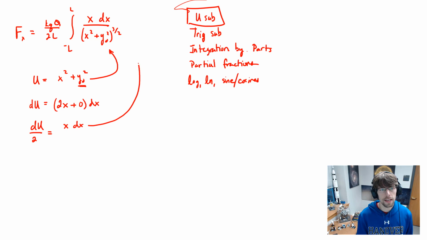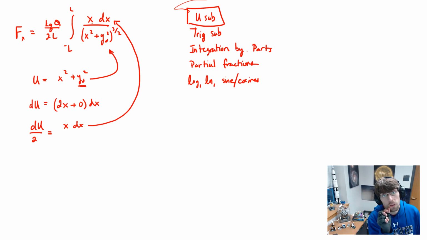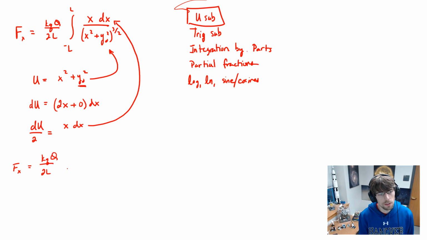And I'm in a position where I can take the u substitution and plug it in. I can replace the x dx in the numerator. And notice there's the clutch, there's the key: I have this x that pops out when I replace the infinitesimal length dx with this new variable du. So when I plug everything in, we get f of x equals kQ over 2L.